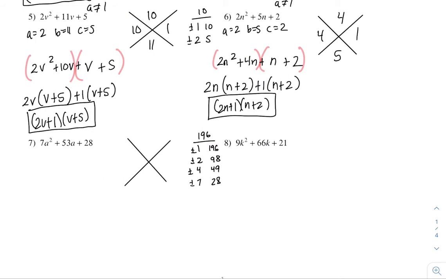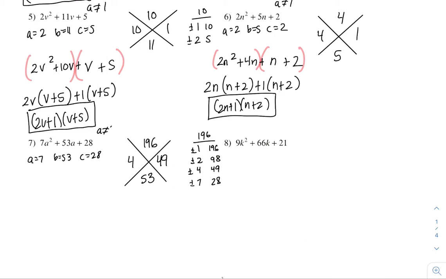Okay, 7. A is equal to 7, B is equal to 53, and C is equal to 28. Okay, up top, A times C, that looks to be 196, and on the bottom, it is our B value, which is 53. So there's the factor list. Based off the factor list, which two numbers multiply to 196, but when added give you 53? That looks to be 4 and 49.